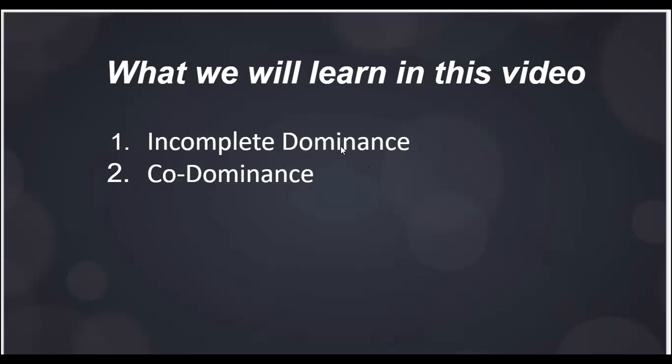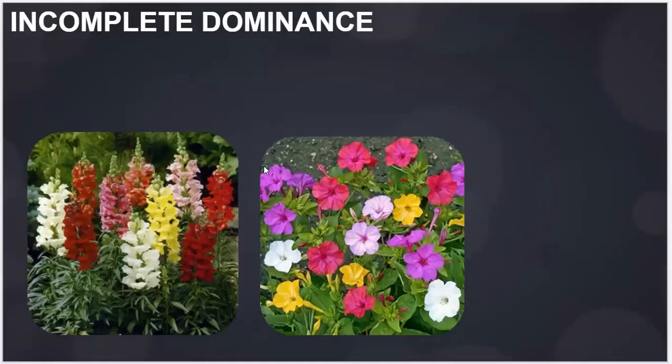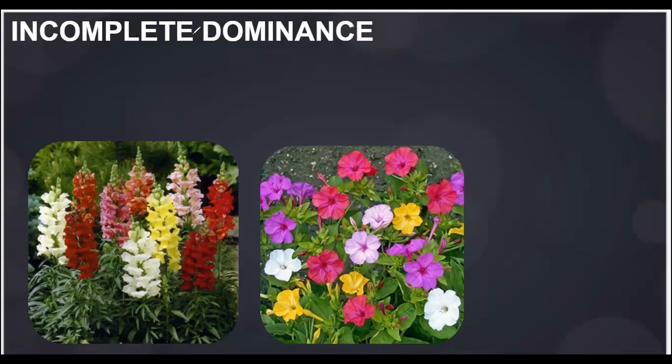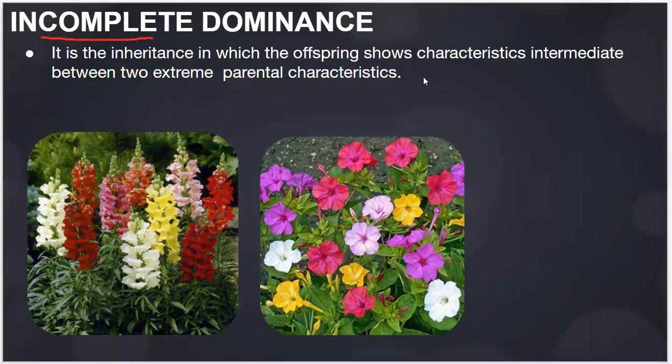Let's begin with the first example, that is incomplete dominance. First we will see the name. Dominance means that the dominant allele of the 2 pairs of the genes will be expressed. Incomplete means only partial expression of that dominant allele will be there.